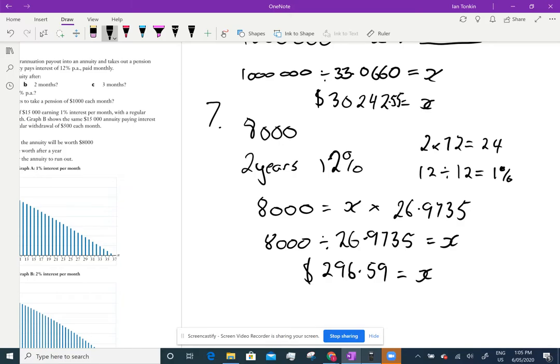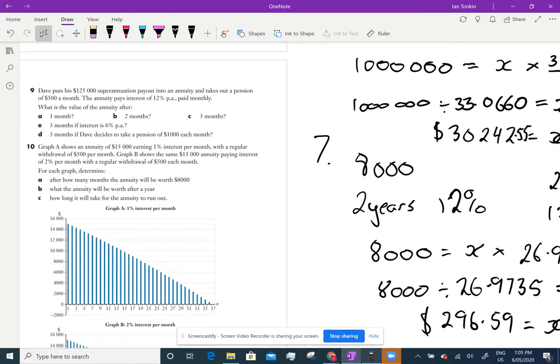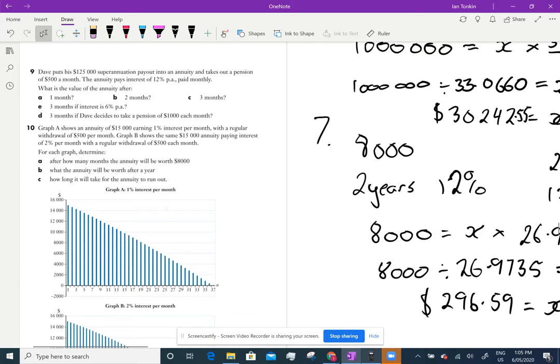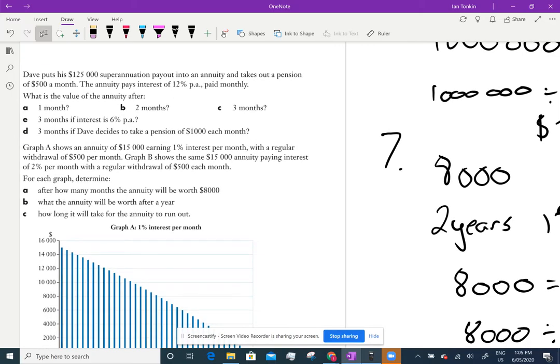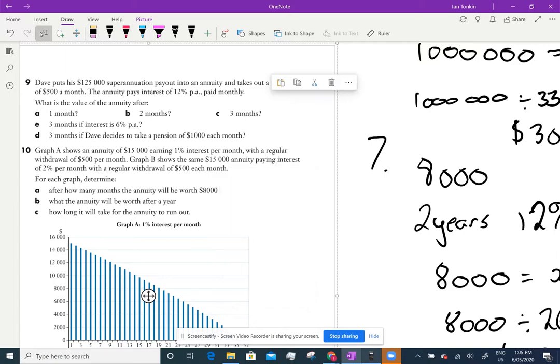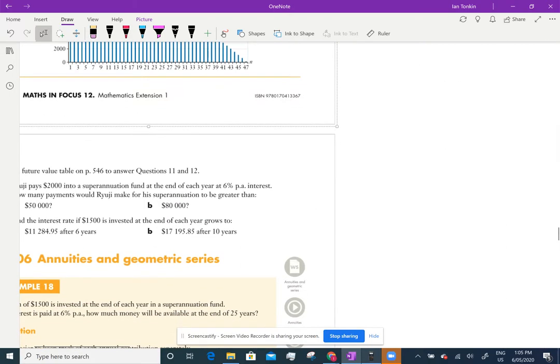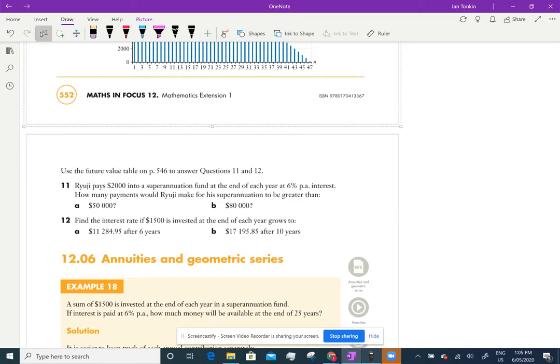The only other things they're going to ask you: graph questions, no worries. Dave puts away superannuation payout into an annuity, takes out a pension of $500 a month. So that's the only other one they're going to ask you. I'm going to come back tonight. I'm just going to look at these two. Use a future value table.